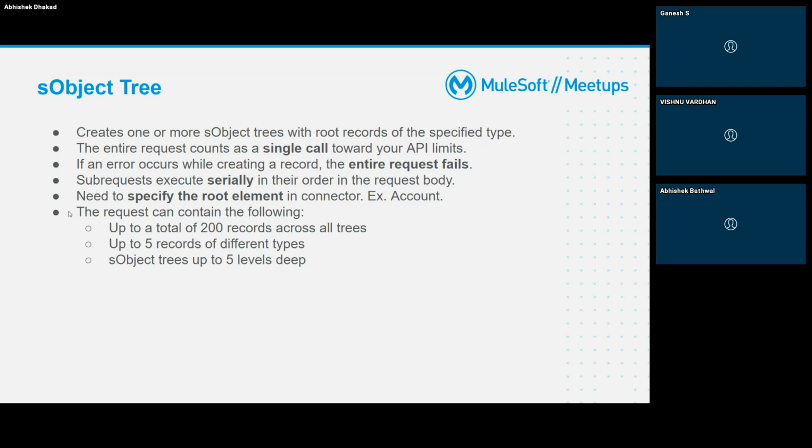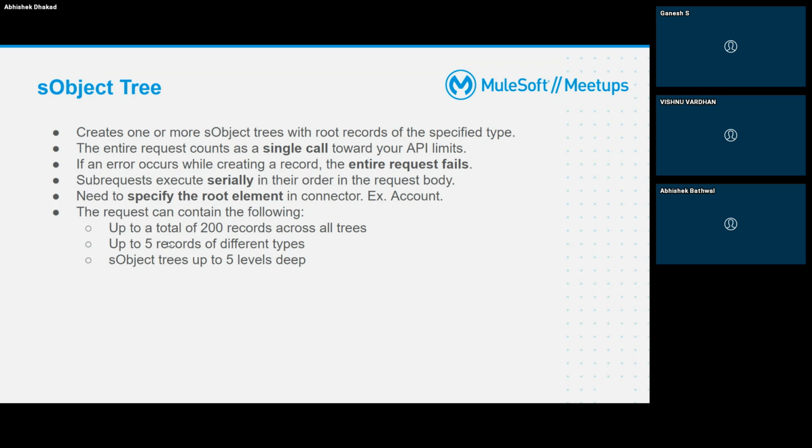And then a request can contain the following: up to 200 records across all trees. And then we have 5 different S object types, and S object levels up to 5. So we can access 200 records in one single call. That's the limitation. Then 5 records of different types, in the sense account, contact, opportunity, lead. These are the 4 types. We can have one more.